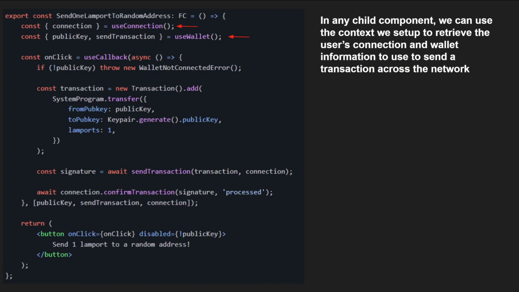This is some of the code that might go inside the content component. This was just another code snippet that I took from the repo itself. In any child component that we're in, like our content, for example, we can use the context to retrieve the user's connection and wallet information, and we can use that to send a transaction. As you can see in these arrows right here, we call these two helper functions that we imported, useConnection and useWallet, and we just deconstructed the object that we get back into the fields that we care about.